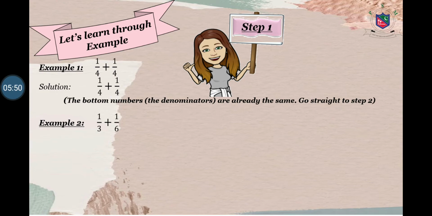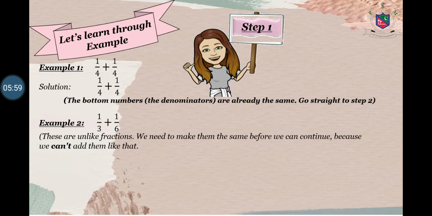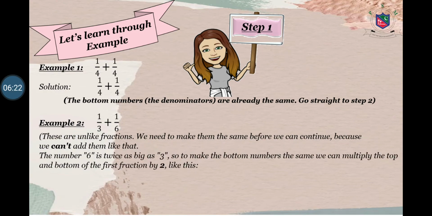In the second example, you can see that the denominators are not the same. One fraction has 3 as the denominator and the second fraction has 6 as the denominator. So it means they are unlike fractions. We need to make them the same before we can continue, because we can't add them like this. We need to convert them into like fractions. So how can we convert them?